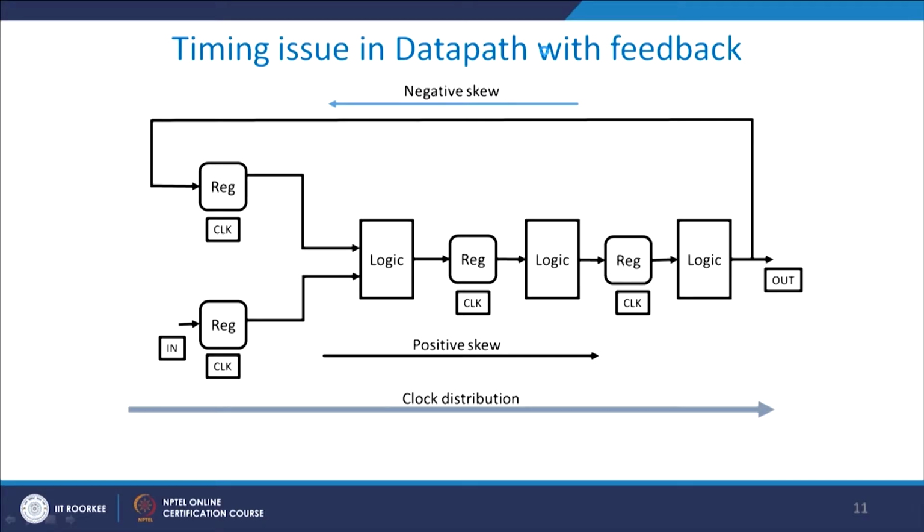Now, timing issue in a data path with feedback. Let us suppose I have a negative skew and this is the feedback which is there with me. I have a logic here, then we have a register, then this is basically a logic analyzer. Same is the case of this one. These 3 are the main blocks here. So, this is basically a positive skew, because this is my data path and this is the movement of the various blocks from left to right.